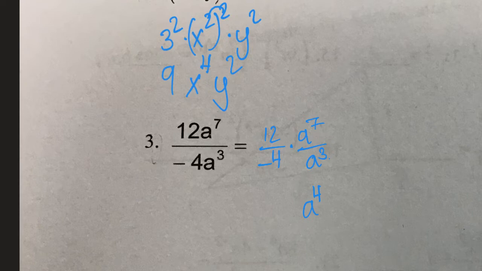Now this 12 divided by negative 4, as we should know, is going to be negative 3. So in the end, we have negative 3a to the power of 4.